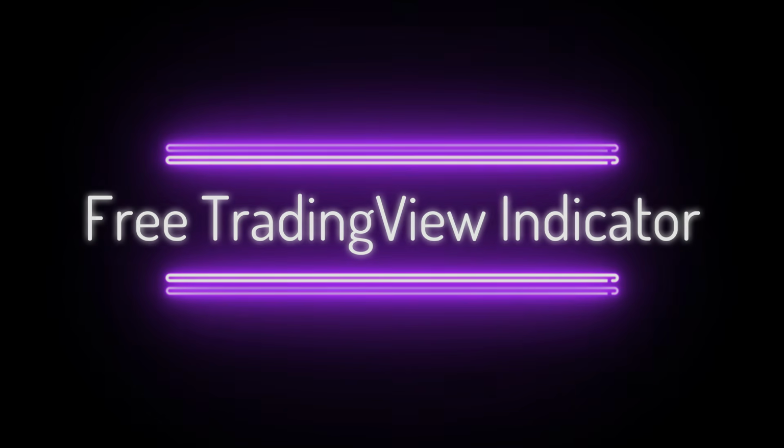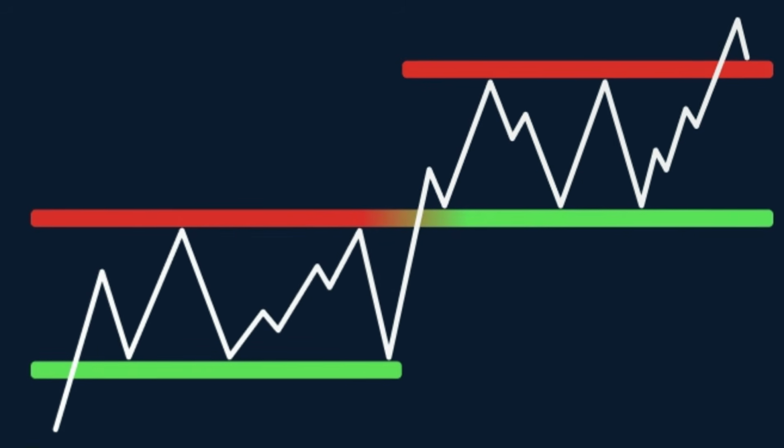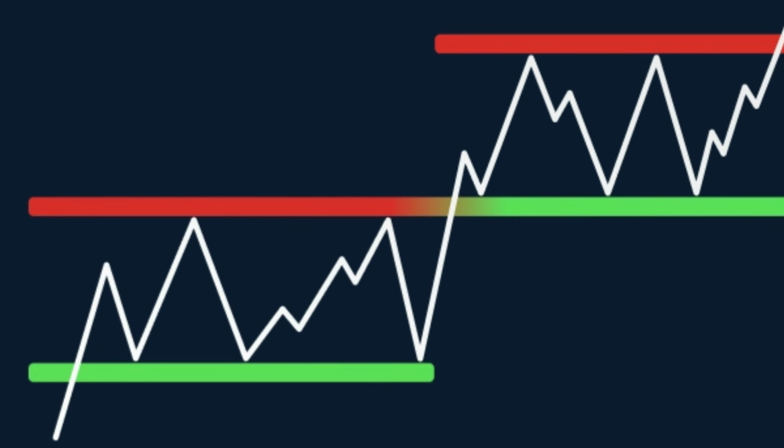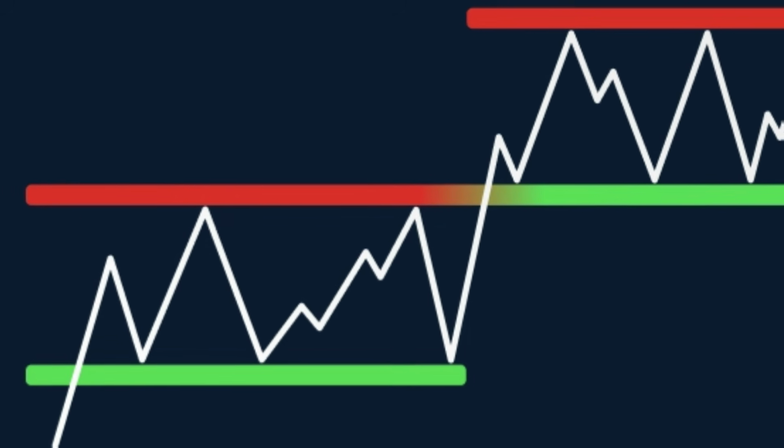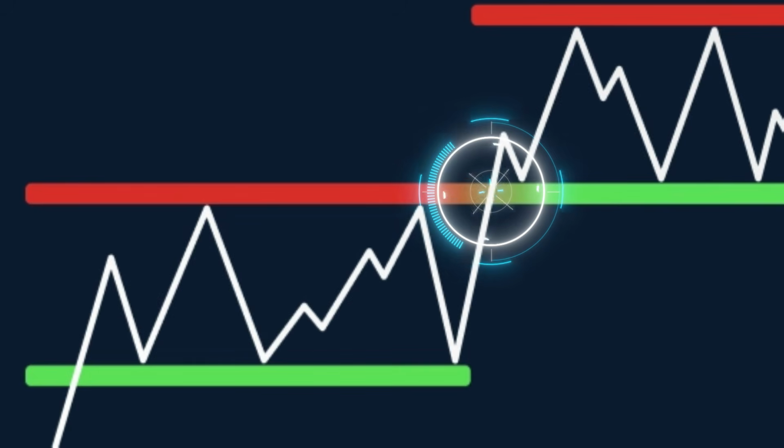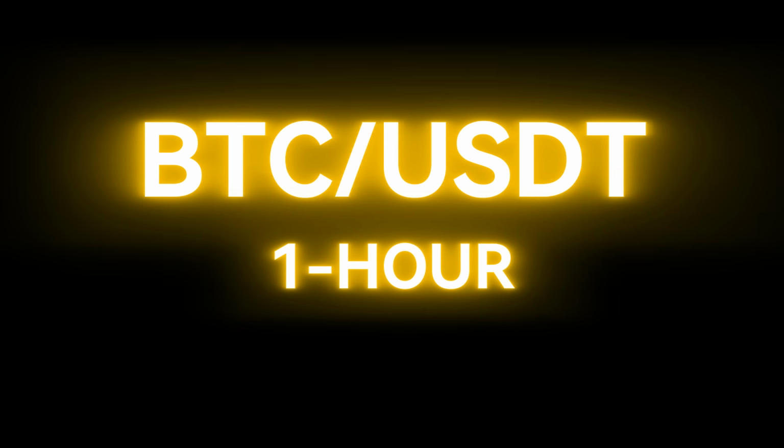That's why I started using this free TradingView indicator. It plots support and resistance zones automatically, and the best part, it even shows breakout signals, so you can see exactly when the price is breaking through. Watch this BTC 1 hour chart.